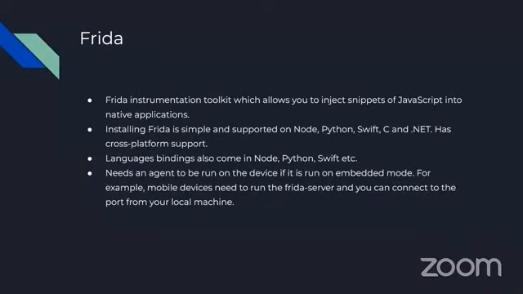Installing Frida is super simple. All we have to do is pip3 install frida frida-tools, and there you go. You are ready. It supports Node, Python, and Swift bindings, which are already present and fully supported. It also has the embedded mode, where you can run the Frida agent on a different device, and then you can connect through that port from your local machine. You can use Frida portal to actually do that.